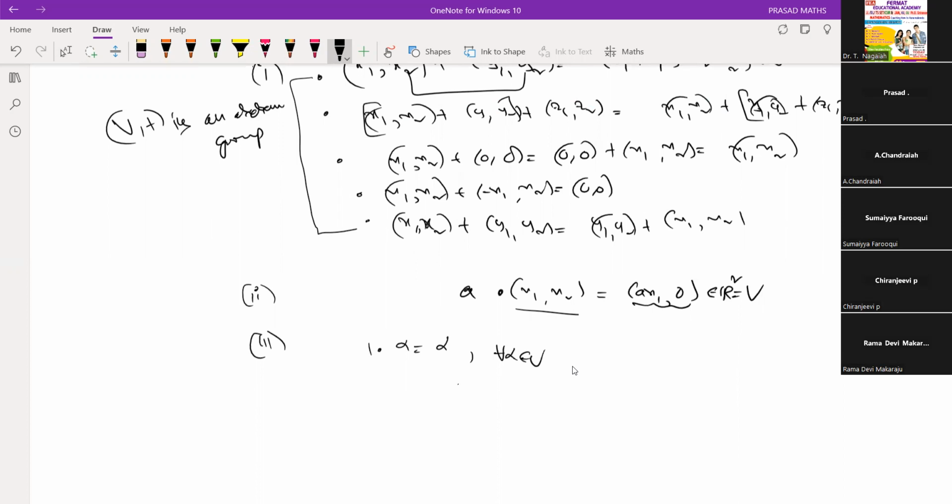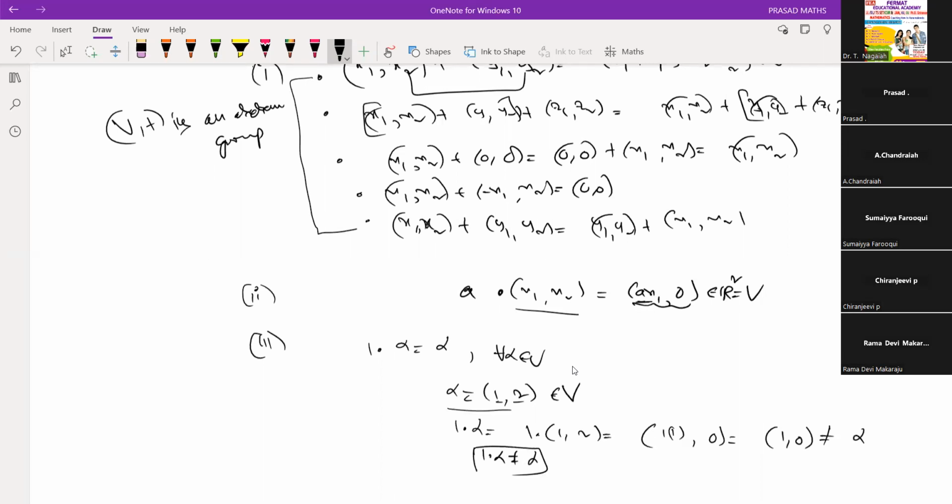Suppose I take alpha equals 1, 2. Clearly it's an element in V, no doubts, because it's an element of R2. Now 1 dot alpha means what? What is the definition? a dot x: 1 dot (1, 2) is 1 comma 0. That means (1, 0). Is it equal to alpha? No, sir. Therefore, 1 dot alpha is not equal to alpha.